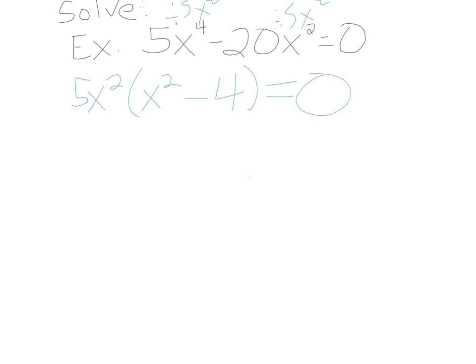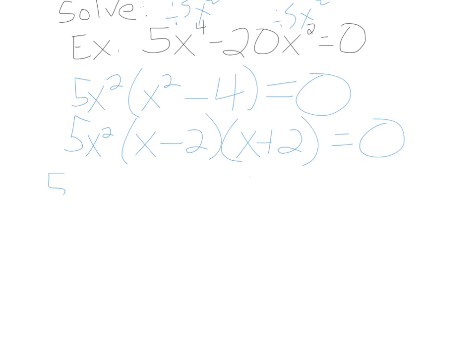Now looking at this, at every step, think to yourself, is there some other factoring I could do? And x squared minus 4 is a difference of squares. They're perfect squares, and it's a minus. So the x squared minus 4 factors into x minus 2, x plus 2. Now that it's completely factored, set each term equal to 0 and solve. So 5x squared equals 0. x minus 2 equals 0, x plus 2 equals 0.